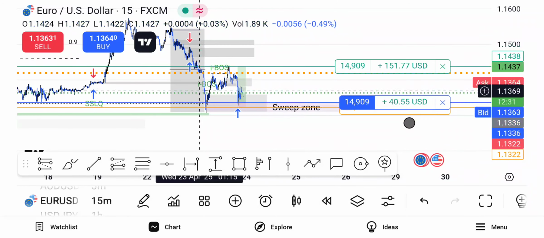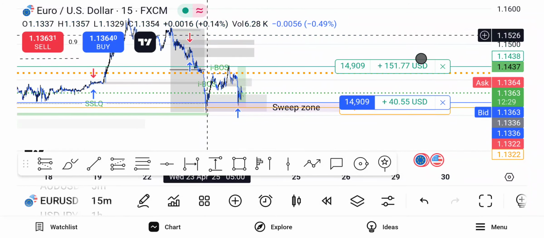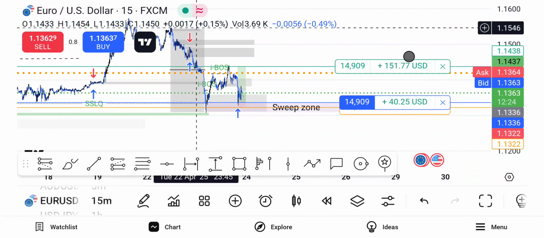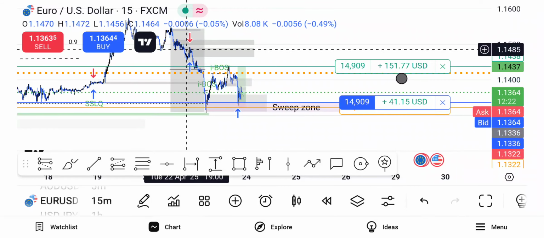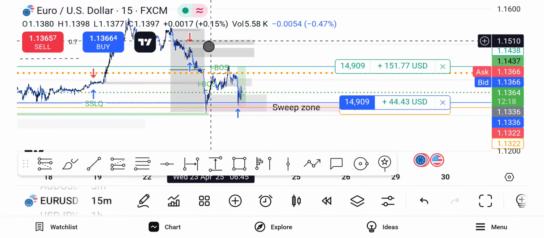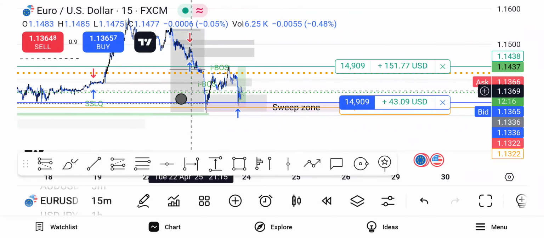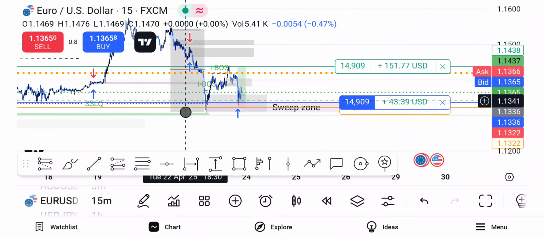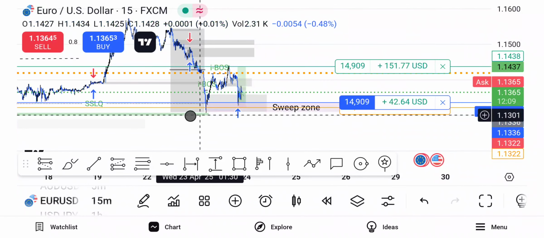So around this area, this is the discount zone, and this area is the premium zone. If I want to sell, I should be selling around these higher areas. This is where I should be selling. And if I want to buy, then I should buy around this area. So these are the premium zones or discounted zones for the institutions to enter the market.